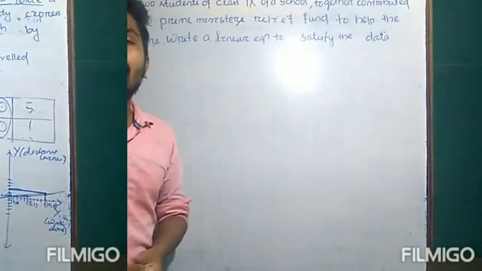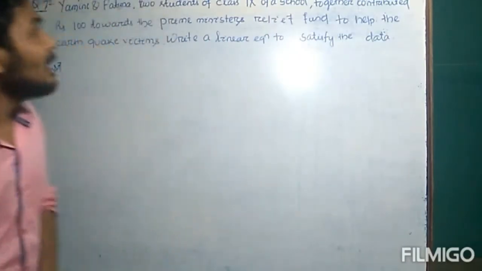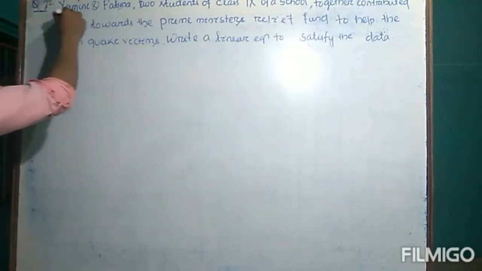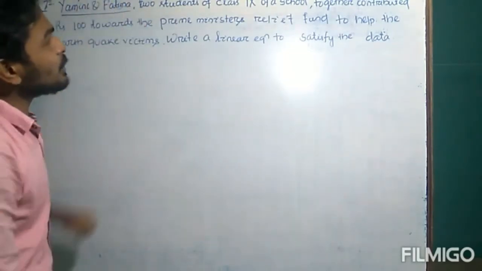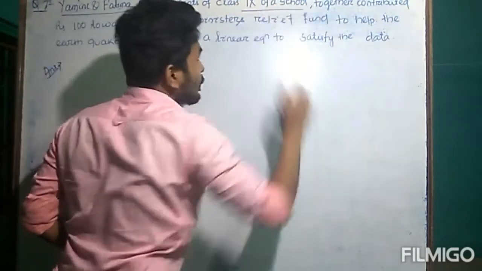Understood? And now coming to the next question. In this question it is given that Yamini and Fatima are 2 students of class IX of a school.